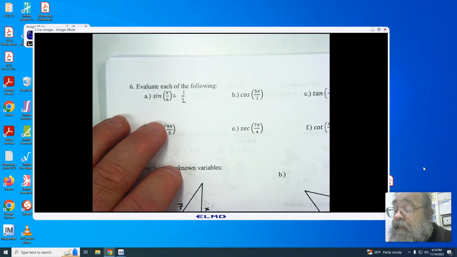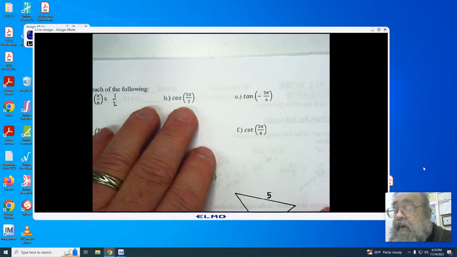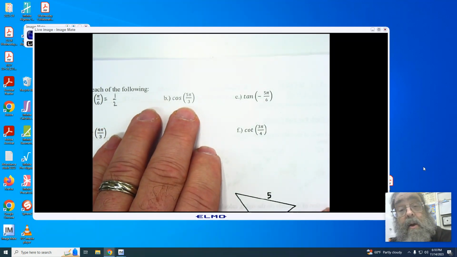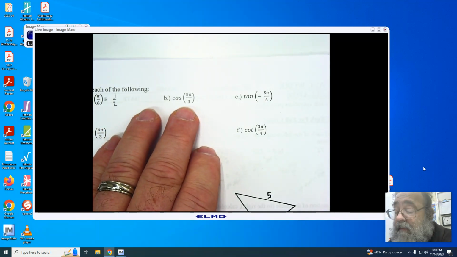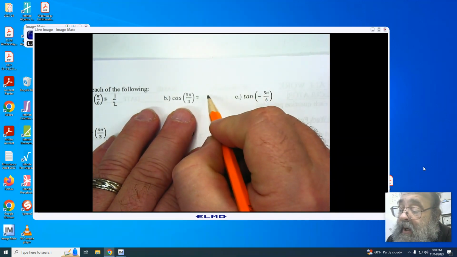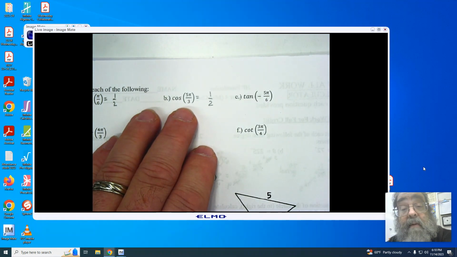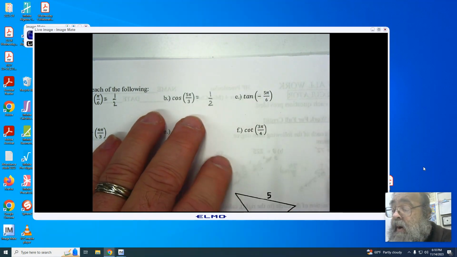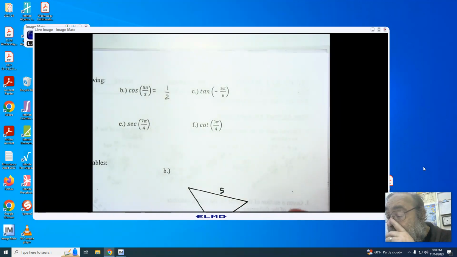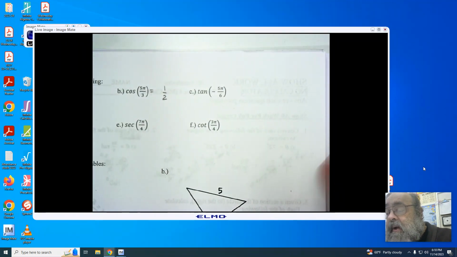We move on. Cosine. The denominator is a 3. Cosine has a 1/2 whenever the denominator is a 3. The question then becomes, is it a positive or a negative? In the fourth quadrant, cosine is positive. My answer is 1/2.